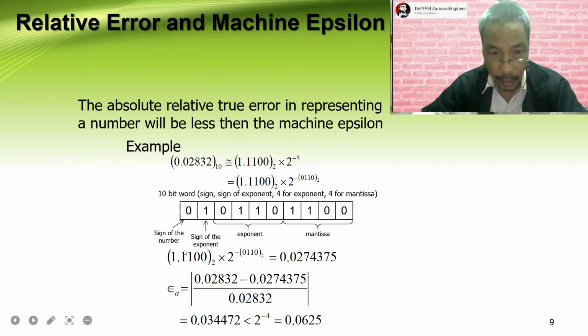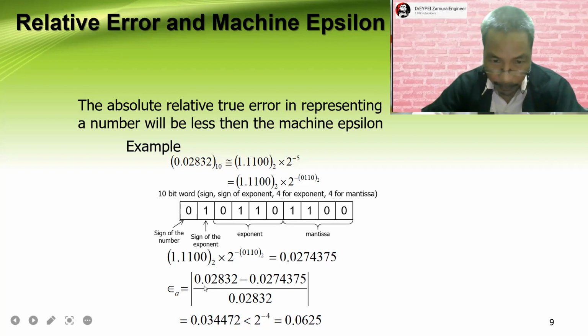Continue. So there is a formula in computing the relative error. Relative error is epsilon A. So is equal to, what is 0.02832? That is our given here, minus 0.0274375. What is that? This is what we got from this operation. So we operated here, then if you convert this into decimal, this is what we got.